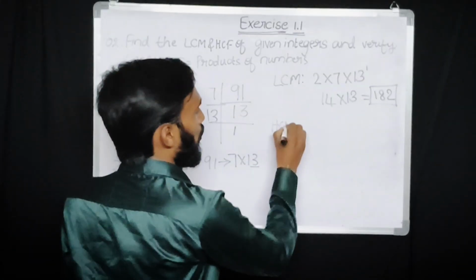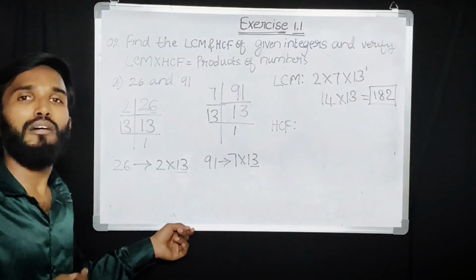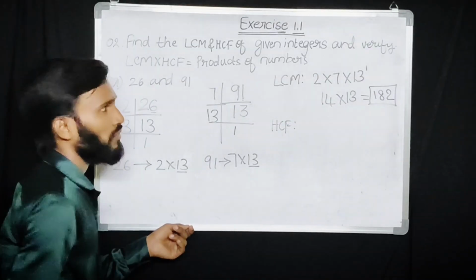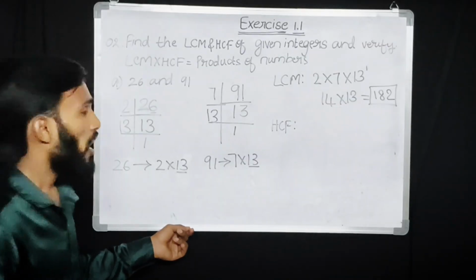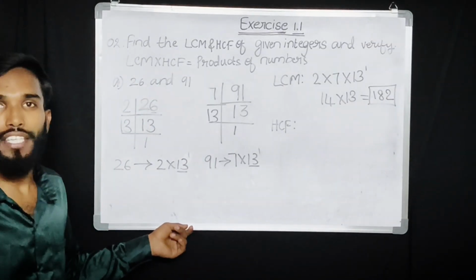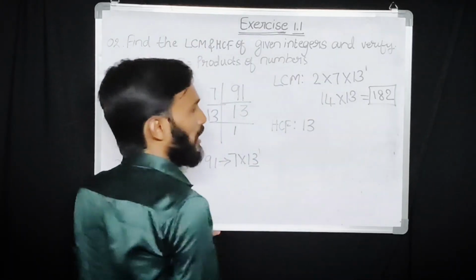Next, HCF. What is HCF? The highest common factor which appears in both numbers. Here, what is the common factor that appears in both numbers? 13. How many times in both? 1 time. Highest common factor with the least power. So the HCF is 13.